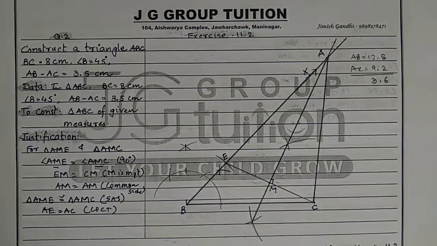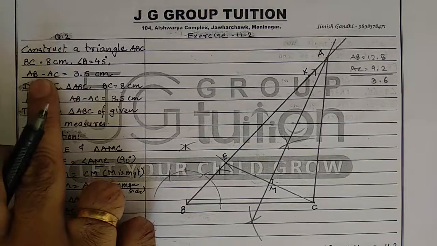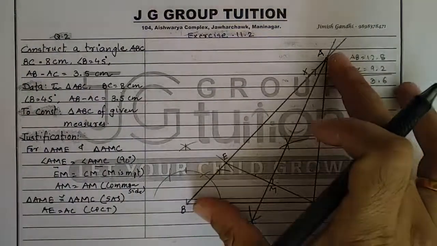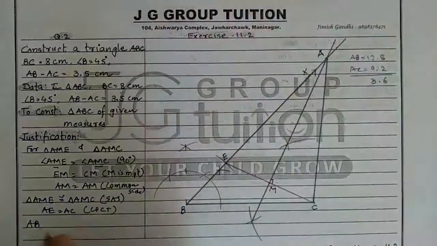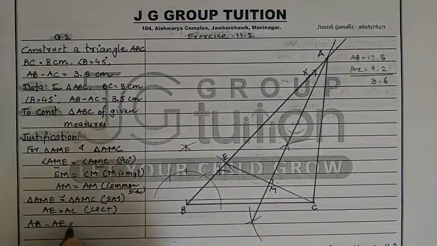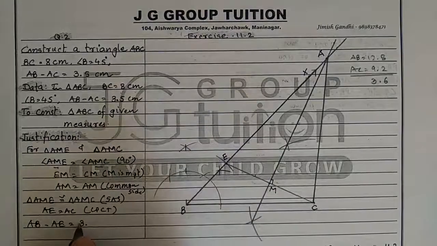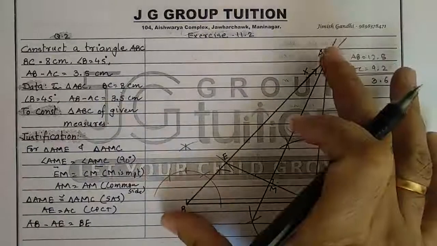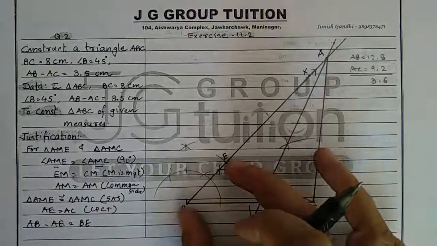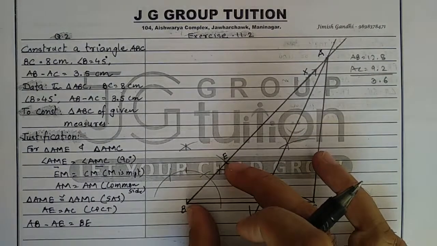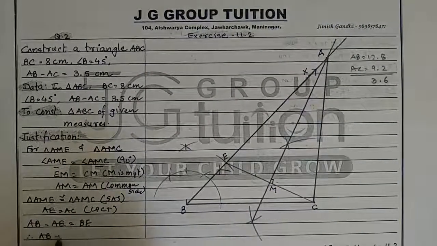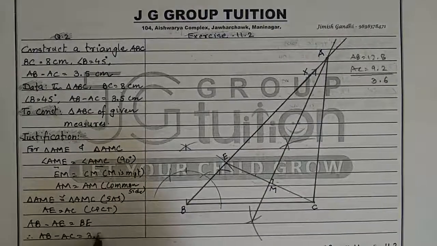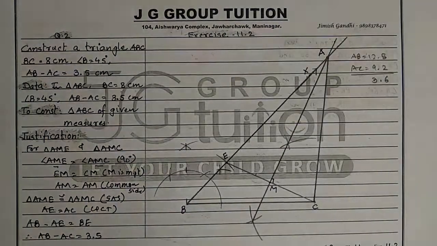Now let's see how we justify that AB minus AC is 3.5. As we know, AB minus AE is equal to BE. Let's write that down: AB minus AE equals BE. But BE is 3.5 and AE can be written as AC. Therefore AB minus AC is 3.5. So this is how we can justify this construction. I hope you understand this. Thank you.